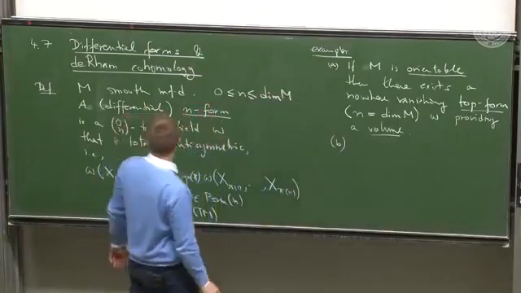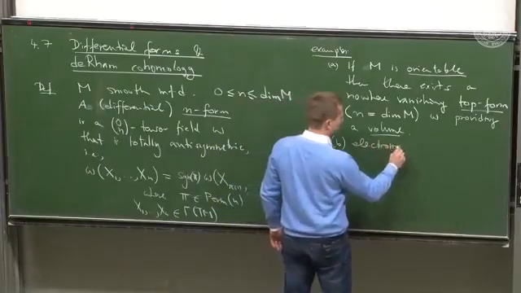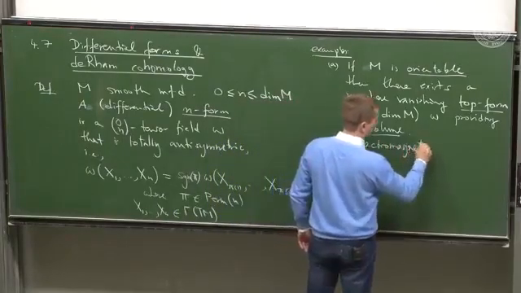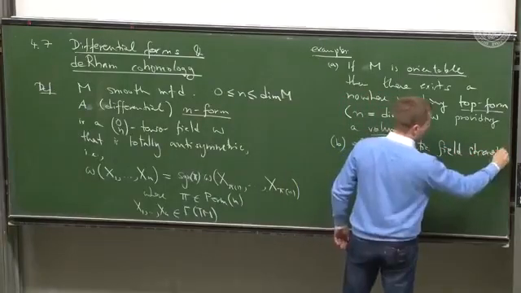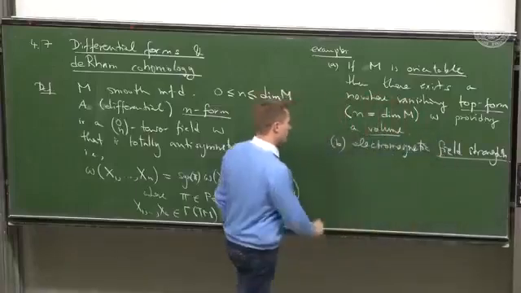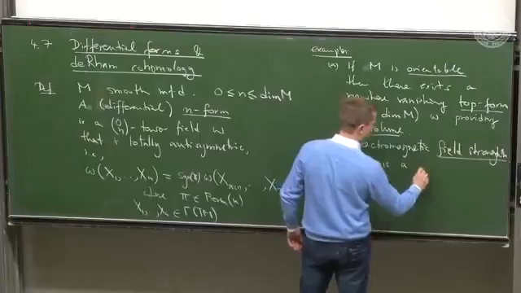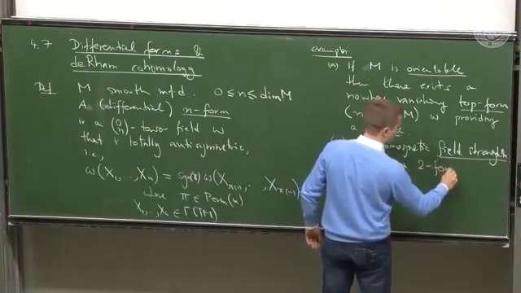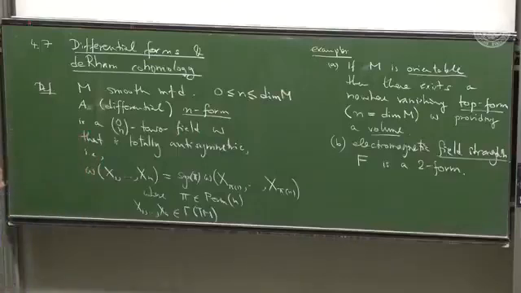B, for instance, the electromagnetic field strength F is a 2-form. That's the Faraday tensor.